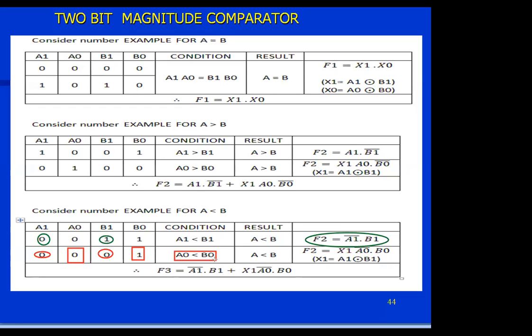A1 B1 చెక్ చేసాం కాబట్టి A1 B1 are identical కాబట్టి we are writing our expression as A less than B by checking the condition F2 equals to the first condition X1 ఎందుకు రాస్తున్నాం, A1 B1 are identical and A0 and B0 are less than, therefore simply we are writing our expression as F2 equals to X1 into A0 bar into B0, and we are totally concluding these two with F3 as if the above two conditions are satisfied, that is A1 less than B1 అయినా and A1 equal to B1 అయి A0 less than B0 అయినా సరే you can write F3 equals to A1 bar into B1 plus X1 into A0 bar into B0.